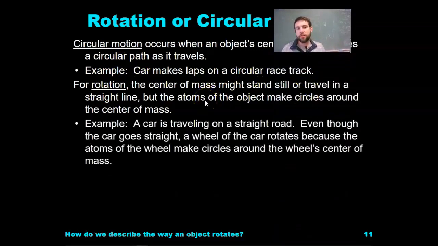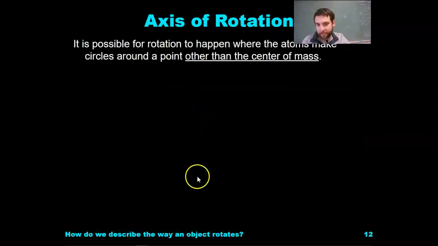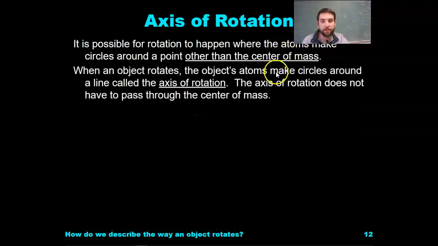An example, a car is traveling on a straight road. Even though the car goes straight, a wheel of the car rotates because the atoms of the wheel make circles around the wheel's center of mass. It is possible for rotation to happen where the atoms make circles around a point other than the center of mass. When an object rotates, the object's atoms make circles around a line called the axis of rotation. The axis of rotation does not have to pass through the center of mass.